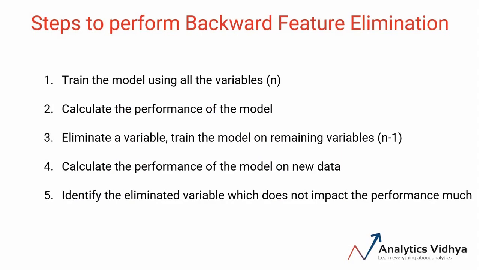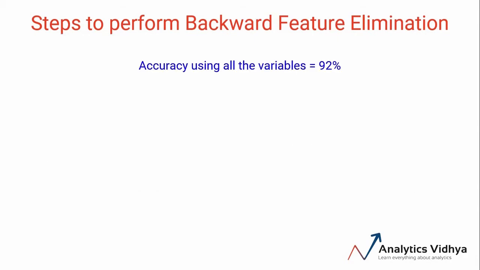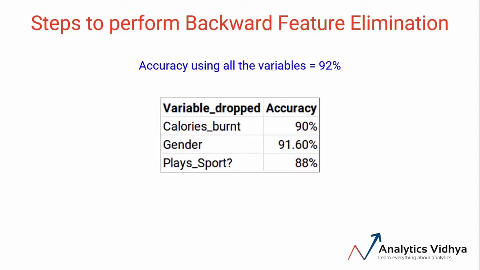Now, once the model is trained, after dropping each variable at a time, we will identify the eliminated variable which perhaps did not impact the performance as much. So, if you recall, we got an accuracy of 92% when we used all the variables. And here the accuracy is after dropping each variable. So when we dropped calories burnt, we got an accuracy of 90%. When we dropped gender, we got 91.6%. And when we dropped place_sport, the accuracy dropped even further to 88%.